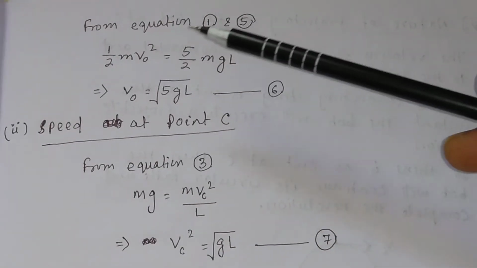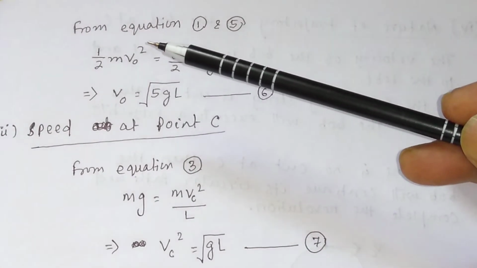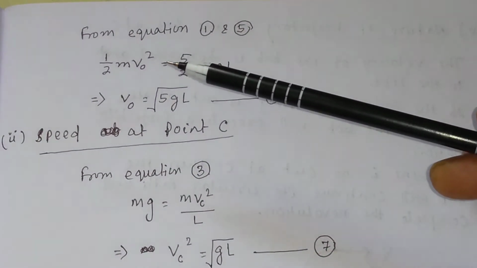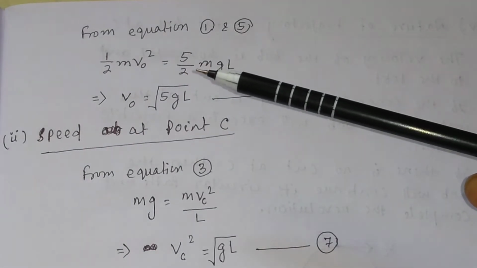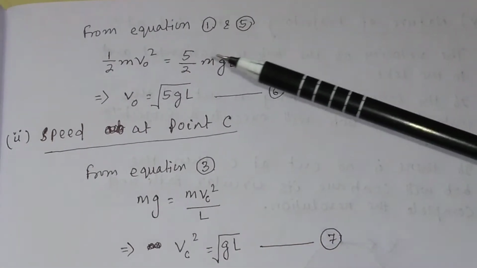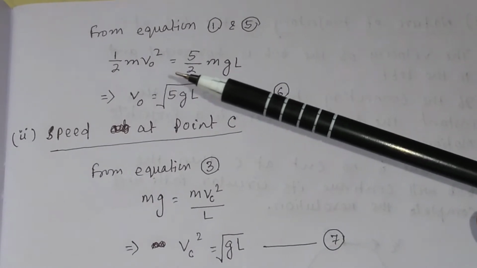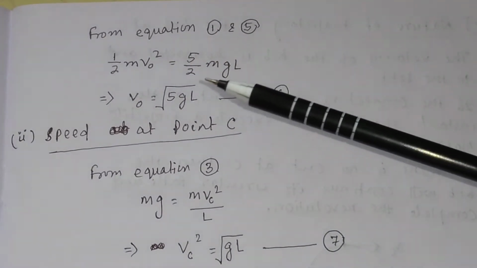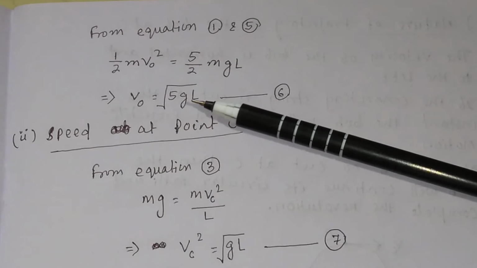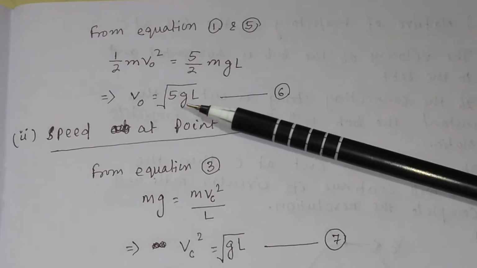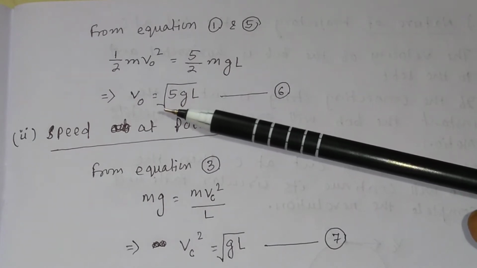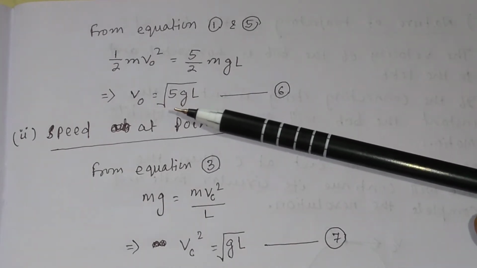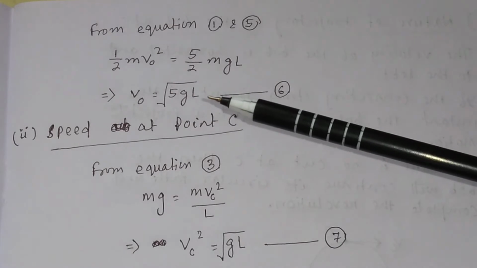In equation 1 we have found out E equal to half m v naught square, and in equation 5 we have found out E equal to 5 by 2 mgl. So from equation 1 and 5, half m v naught square is equal to 5 by 2 mgl. So v naught is equal to square root of 5 gl. So v naught is the velocity at the lowest point, that is equal to square root of 5 gl.